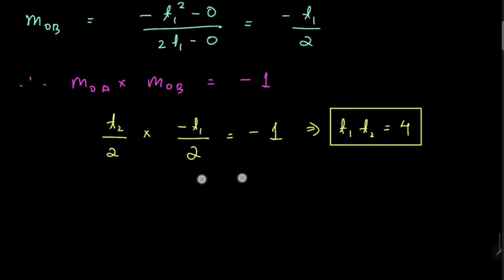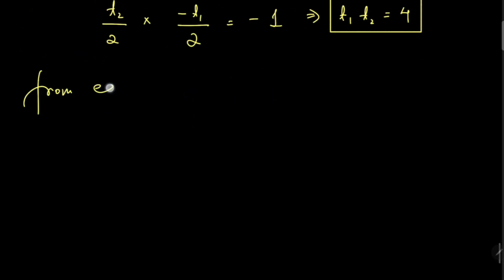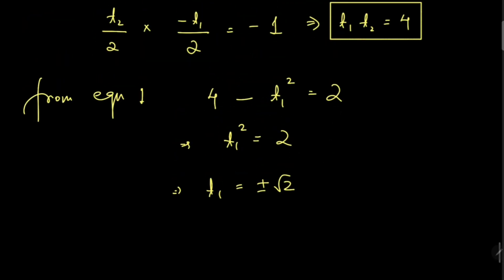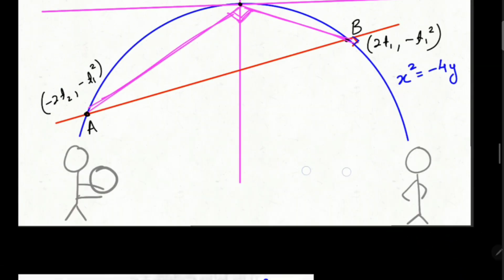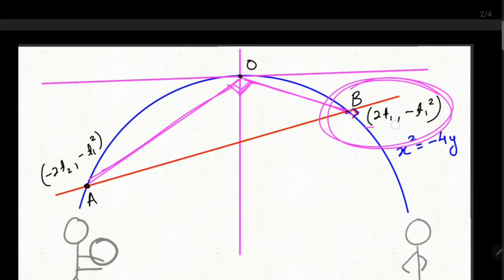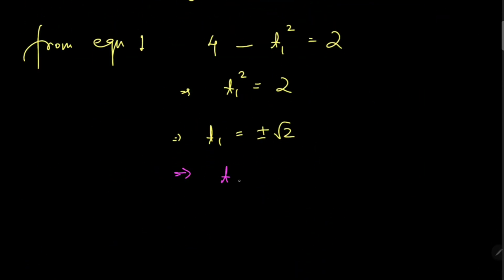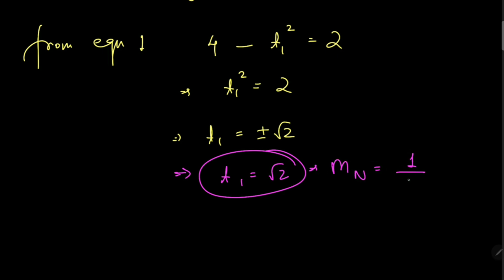Now placing this value of t1 t2 in equation 1, we can write 4 minus t1 square is equal to 2. It means t1 square is equal to 2. That will result in two values of t1, that is plus minus root 2. But since t1, the coordinates lying at the positive x-axis side, t1 must be positive, hence t1 is root 2. Since the slope of the normal is 1 by t1, it will result in 1 upon root 2.